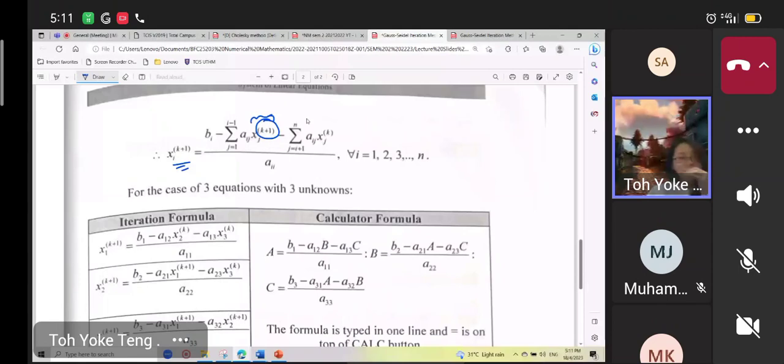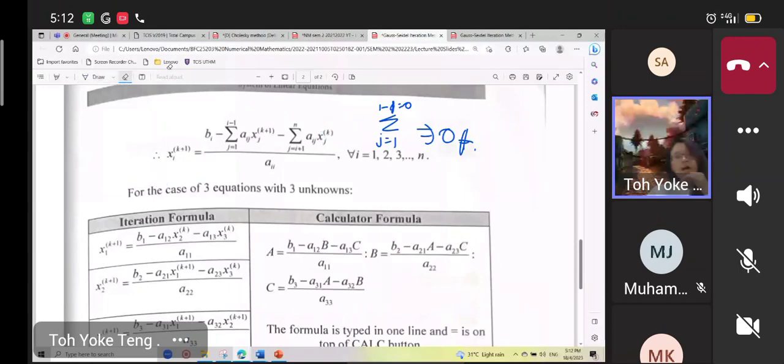It won't come out during the exam, just something I want to share with you. In case this one is x1, for sure this part is nothing here, since j goes from 1 to i minus 1, which is 1 minus 1 equals 0. This one should be cancelled off, equal to 0 only. That is why for the x3, you have to use the latest values of x1 and x2 here, just as I shared with you just now.